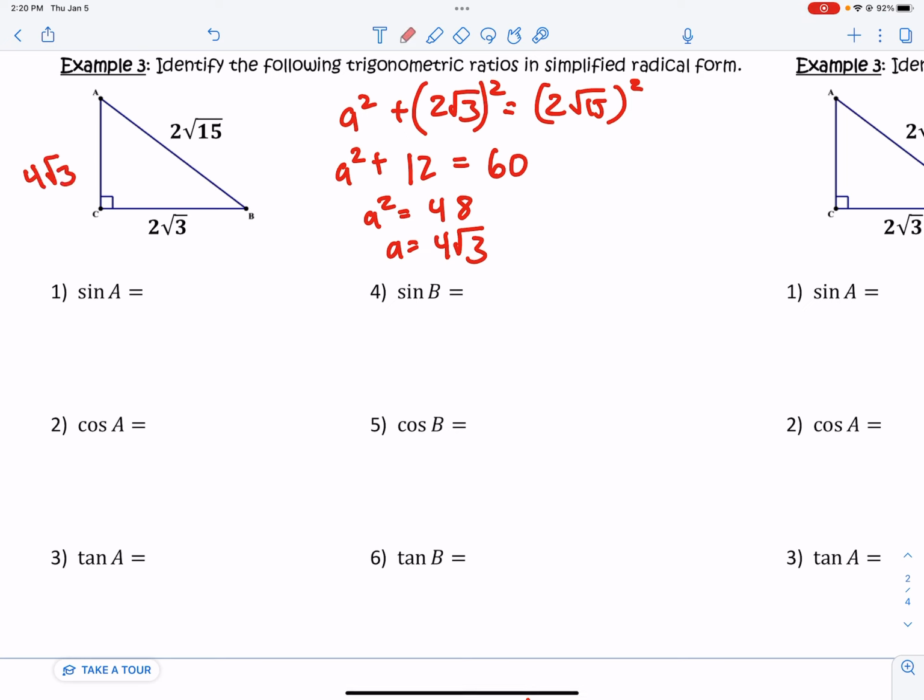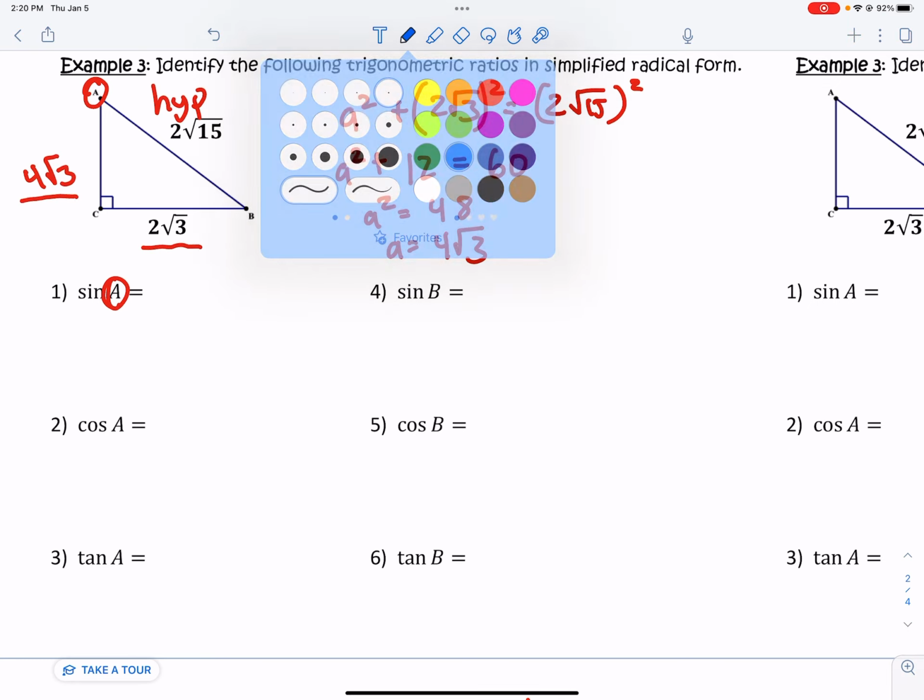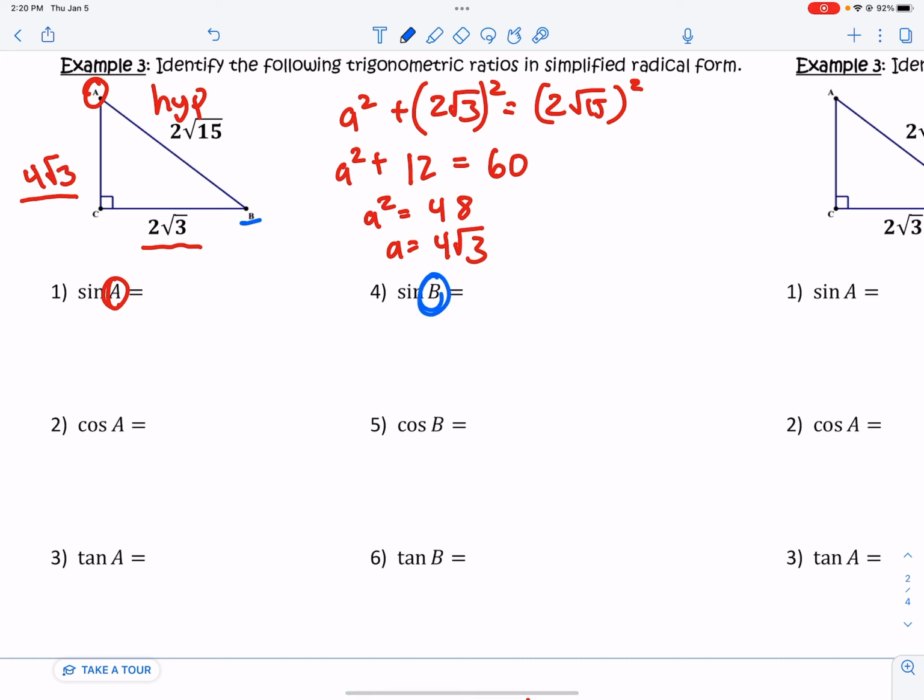And then label it according to A first, starting with A. This is your hypotenuse, as always. This one's going to be something. This one's going to be something. And then don't forget for B, this is going to look from here, so you'll have a different label. Same numbers, but different labels, because it's now a different perspective.